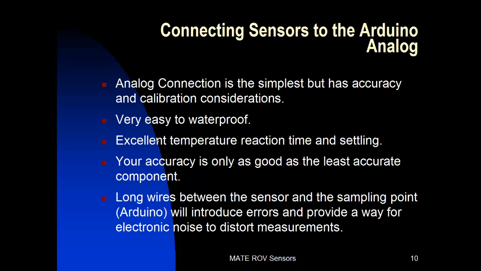The problem is accuracy, it's only as good as the least accurate component. So if you use 10% resistors in your voltage divider or other things, that will affect your sampling and your accuracy. And then the long wires between the sensor and the sampling point, which is your Arduino, can introduce errors and provide a way for electronic noise like motor noise and other noise to couple into those wires and distort the measurements. If you want a very quiet environment, you might extend those wires with shielded cable or twisted shielded cable to reduce the possibility of electronic noise entering in and affecting your samples.